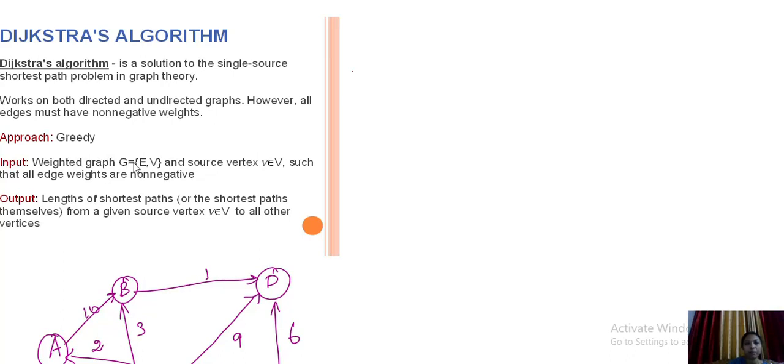And graph means, we know in the graph we have the vertices and all the vertices are connected with the edges, and we are going to choose any one of the vertices as a source, from which we are going to find the shortest path to all the other vertices, and the weight assigned to the edges should be a non-negative value. And the output of this algorithm is the shortest path from a single source to all the other vertices.